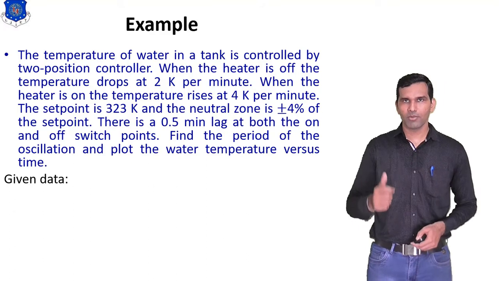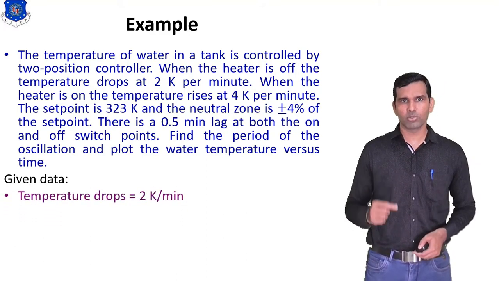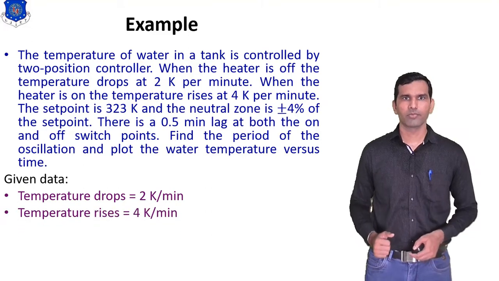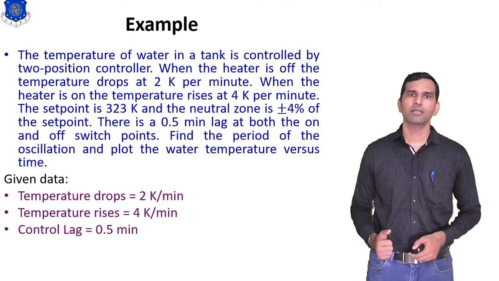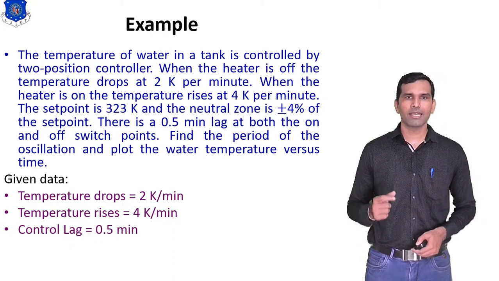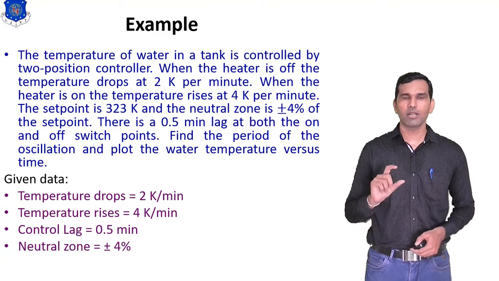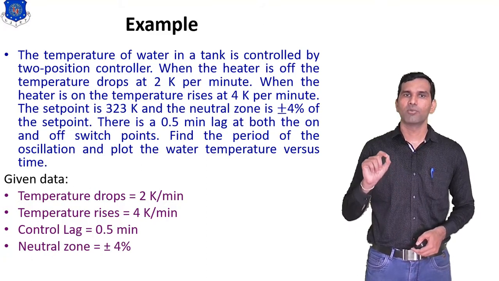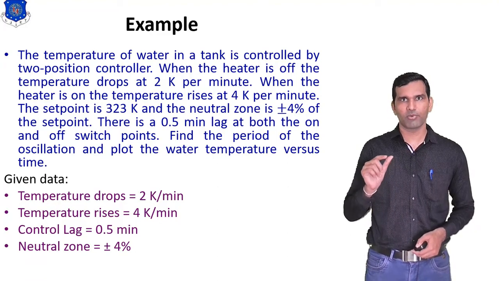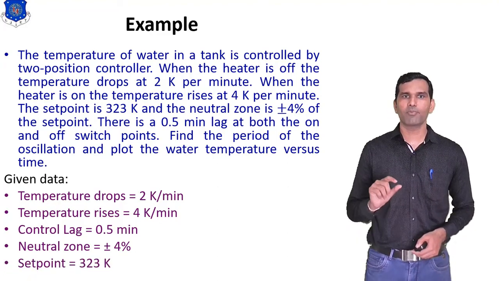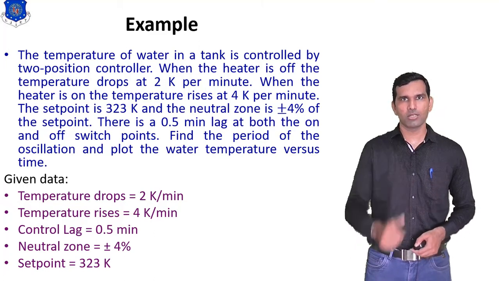So here we have given temperature drop is equal to 2 Kelvin per minute, temperature rise is equal to 4 Kelvin per minute, and control lag is equal to 0.5 minute, and natural zone is equal to plus or minus 4%. That means here natural zone is given in percentage and the set point is 323 Kelvin. So now we solve this example.